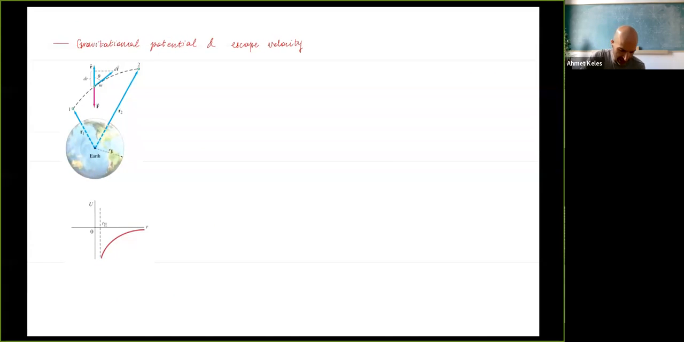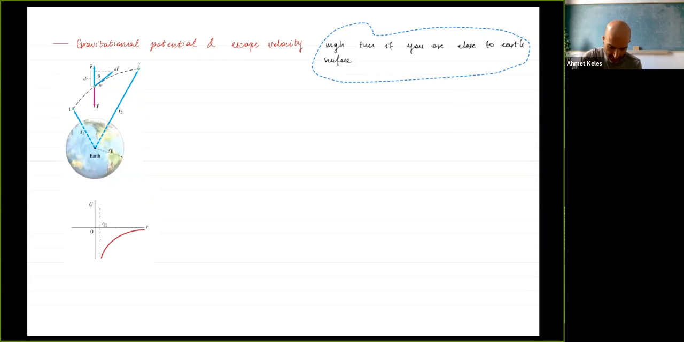Initially, I was saying that gravitational potential is basically mgh, but this is not entirely true, right? This is only true if you are close to Earth's surface. So in the general case, we have to think of Newton's law of universal gravity, and we need to calculate the potential energy related to that. Right? Let's do that now.